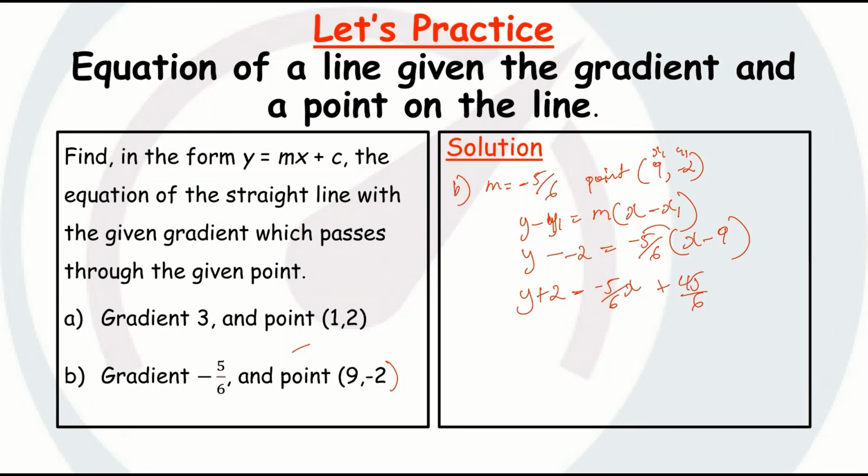Alright, now this is an equal sign. Now let's group our like terms. So y is equal to negative 5 over 6 x plus 45 over 6 minus 2. So y is equal to, let's do it quickly on our calculators. We still get our same 5.5, which is the same thing as 11 over 2.